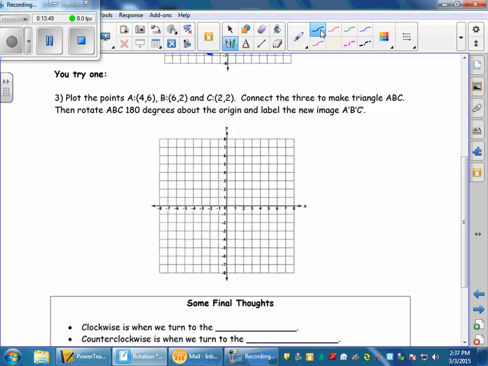All right, so let's do this. 4, 6. So 4, 6 is A. B is 6, 2. There's B. And C is 2, 2. C. Let's connect these 3. What we're going to do is rotate this triangle 180 degrees.